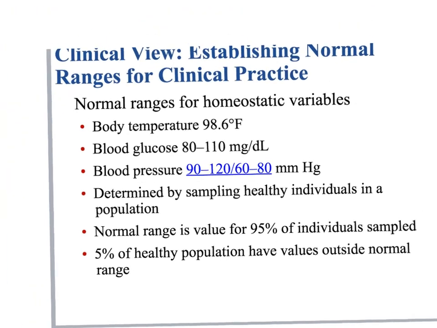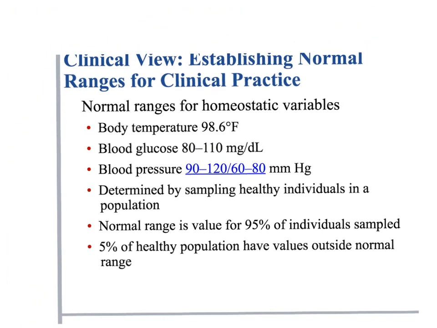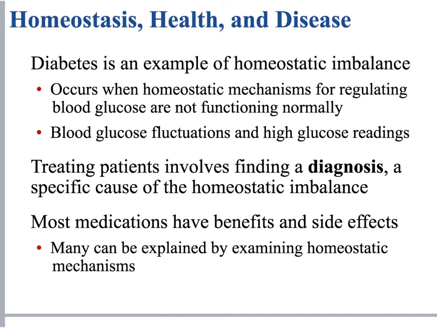So here are some normal ranges, kind of for clinical practice. Body temperature, 98.6. Your blood glucose should be about 80 to 110. Blood pressure, 90 to 120 over 60 to 80. I'm about 130 over 90, so I'm getting there. All right, and it's determined by sampling a bunch of individuals and finding that statistical normalcy.